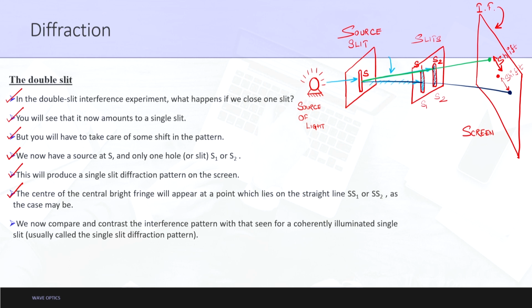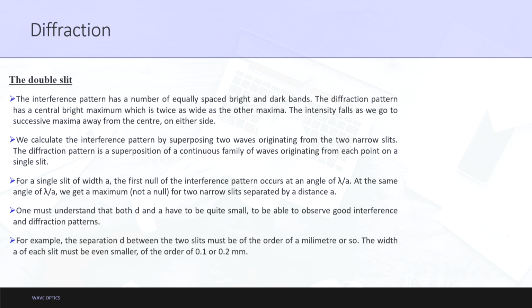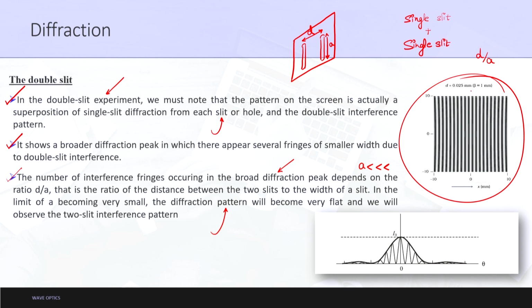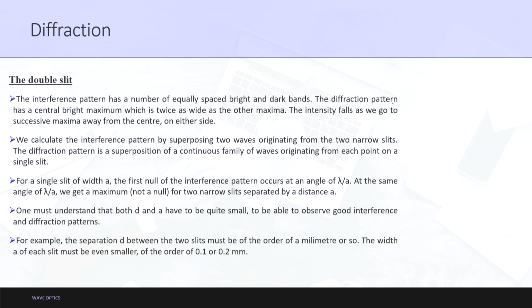This is the concept being talked about here, which lies on the straight line SS1 or SS2 as the case may be. We now compare and contrast the interference pattern with that seen for a coherently illuminated single slit, usually called the single slit diffraction pattern. So hence we can see the comparison between the different patterns. The interference pattern has a number of equally spaced bright and dark bands. We know that it is a combination of bright and dark bands. How are these bright and dark bands appearing? This is one example of interference fringes being formed. As you can see, there are central bright fringes followed by dark fringes. So the interference pattern has a number of equally spaced bright and dark bands.